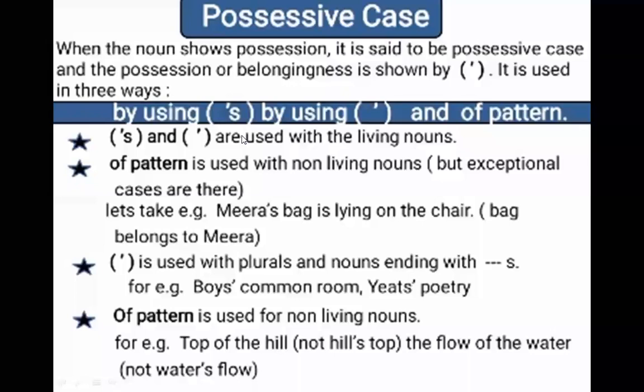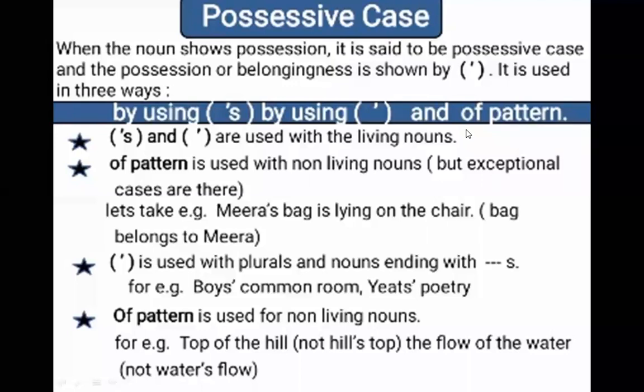Now, where to use apostrophe and where to use apostrophe S. Apostrophe and apostrophe S are used with living nouns. First rule: it is of three types: apostrophe S, apostrophe, and the of pattern. You know, the word of also shows the relation.